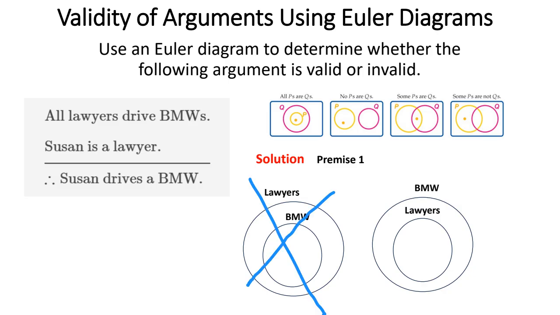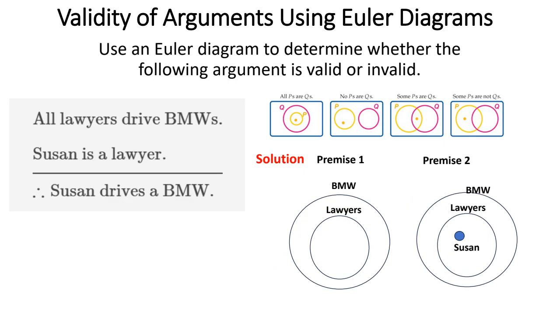All right, so Suzanne is a lawyer. So we're going to place Suzanne as our lawyer inside the lawyer circle. Okay, so we have Suzanne is a lawyer, so she goes in this lawyer circle. And so if we look at the conclusion, Suzanne drives a BMW. So the way we have drawn it, this tells us that Suzanne is a lawyer and she drives a BMW since she's in the BMW circle.